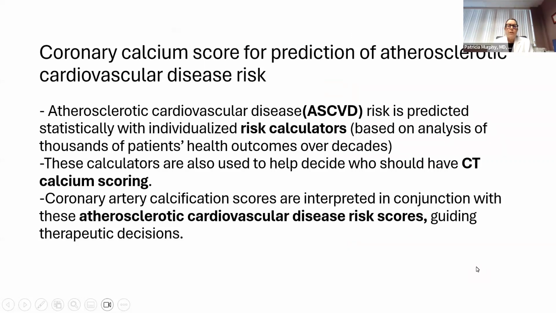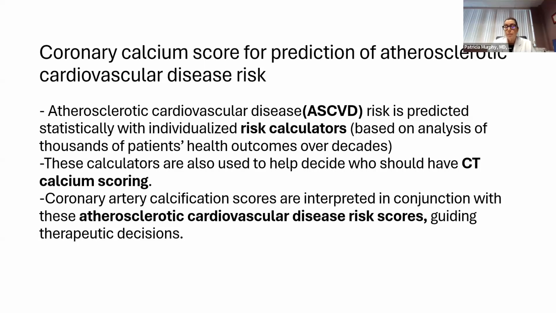So next we move on to coronary calcium score, the reason for this talk, and how do we make a decision about who should get one. First we talk about atherosclerotic cardiovascular disease, abbreviated ASCVD. We cardiologists and internists do these statistical predictions. We use these risk calculators, based on the data of thousands of people over many decades, and they give us an ability to predict a person's individual risk, which helps us decide who should have a coronary CT calcium score.